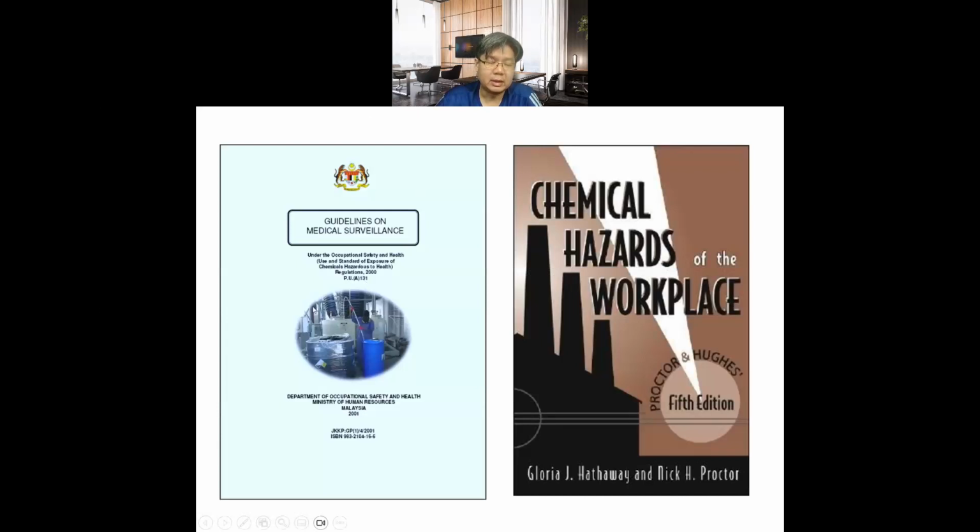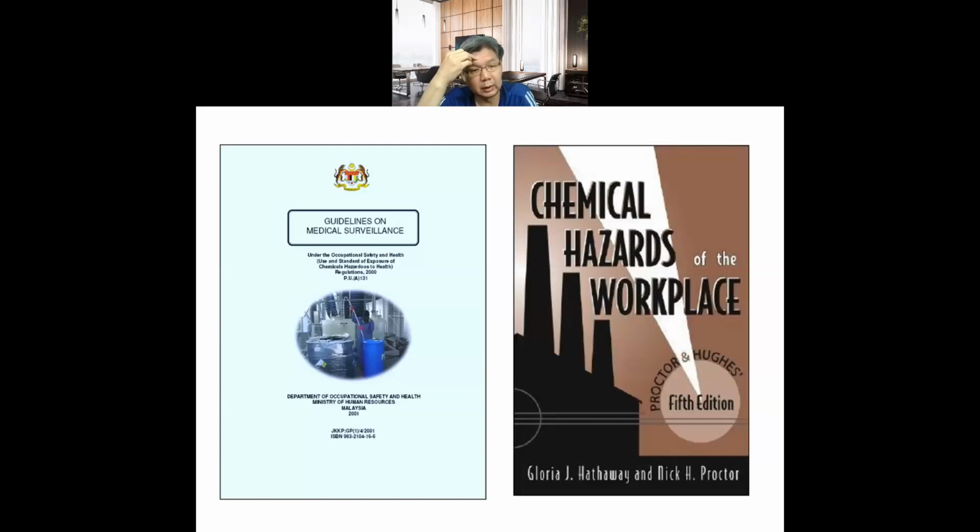This is the medical surveillance guideline. It has been around for more than 22 years. They published it in 2001. It's very old already. A lot of information is out there. Even the normal values, when I look at it, many of the normal values are not accurate anymore. It is outdated, and some of the methods are not available. And there's no standardized method of doing it.